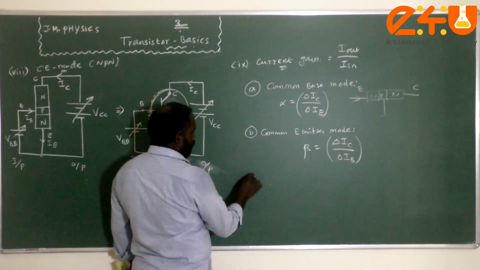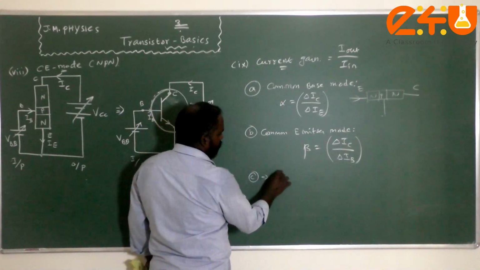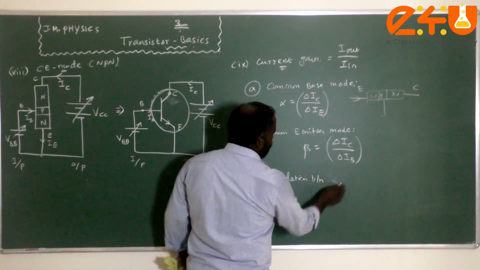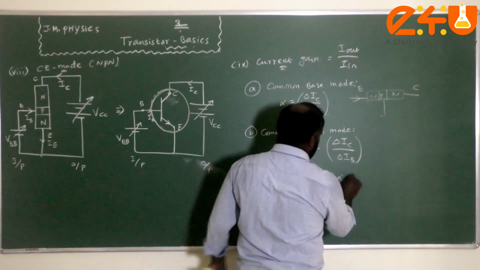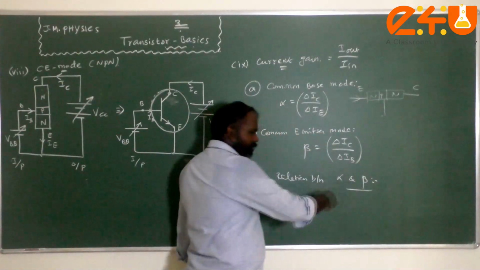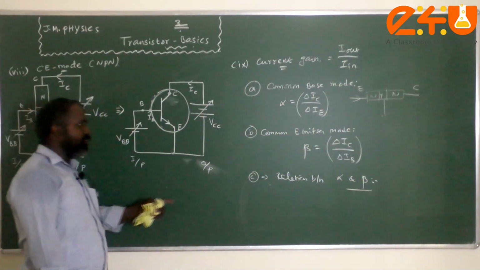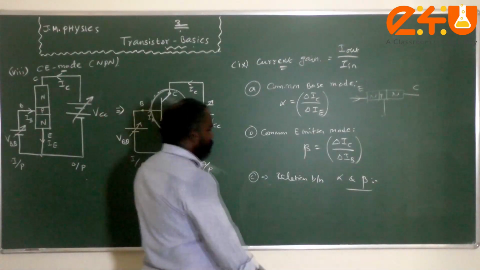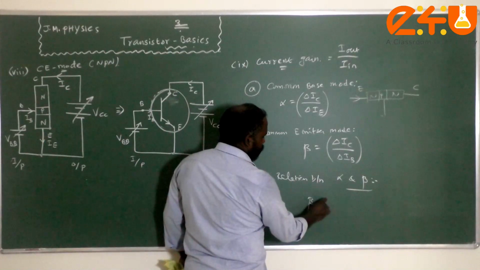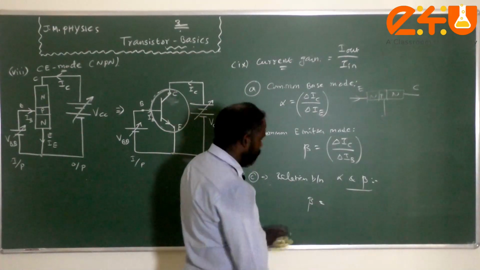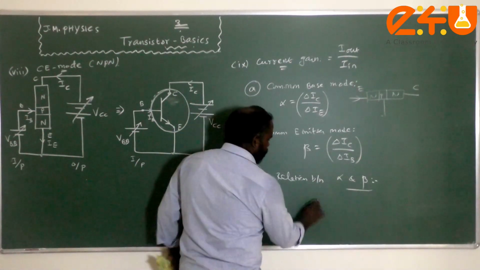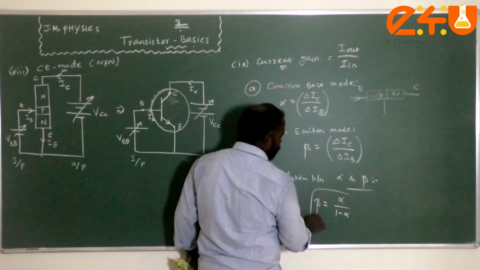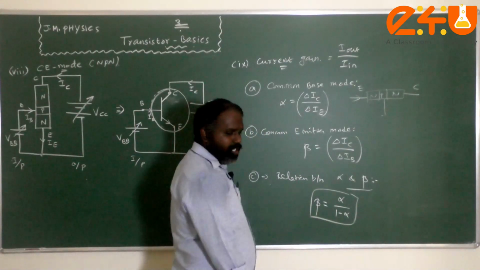Now another one I am going to give is the relation between alpha and beta. I am not going to derive this. If you want, you can use the transistor equation to derive this expression. But I am giving it directly, since from an MCQ point of view there is no need to discuss the derivation. So beta is equal to alpha divided by 1 minus alpha.